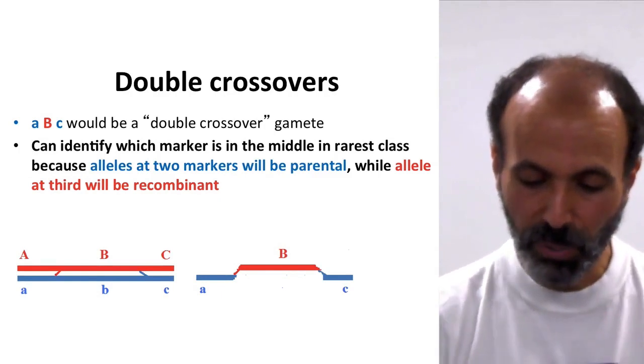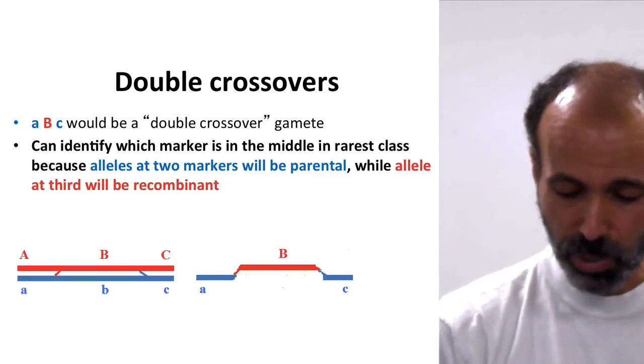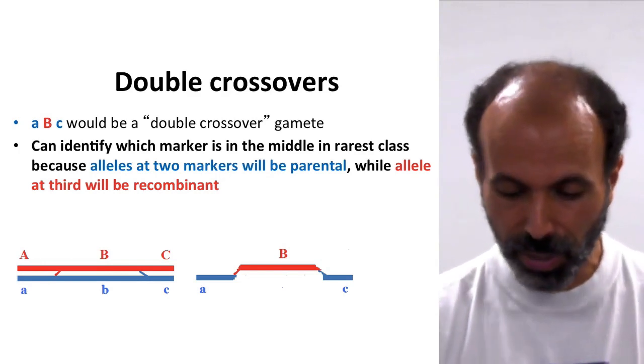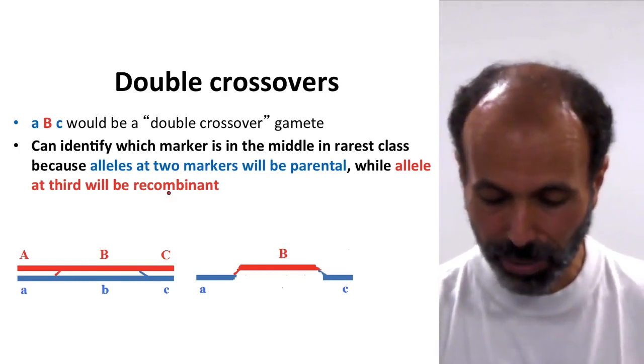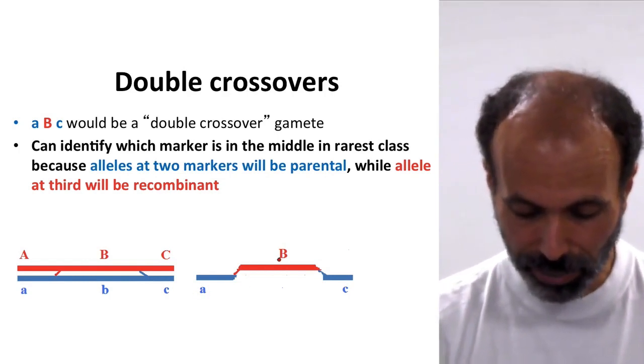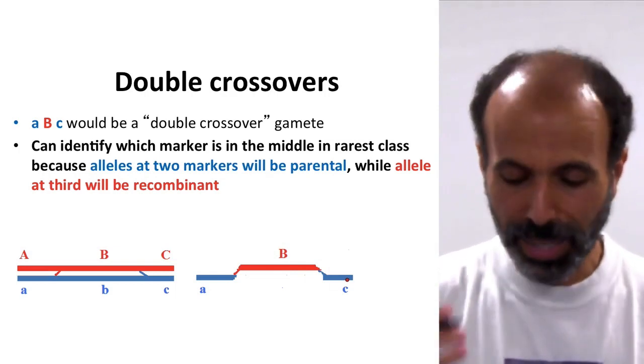And again, you can identify which marker is in the middle because it'll be that rarest class. The alleles at 2 markers will be parental relative to each other, while the allele at the third will be recombinant. So we could have immediately looked at the previous slide and said, oh, I see that little a, big B, little c is the least frequent category.